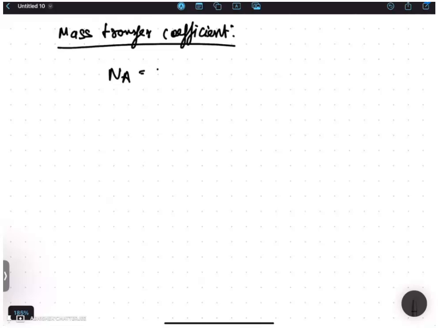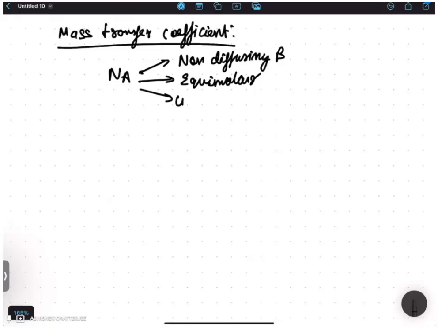We have defined Na for a few specific cases, like non-diffusing B, then equimolar, and then unequimolar. Okay. So now what if these specific cases are not there, and some very complex situation is there?